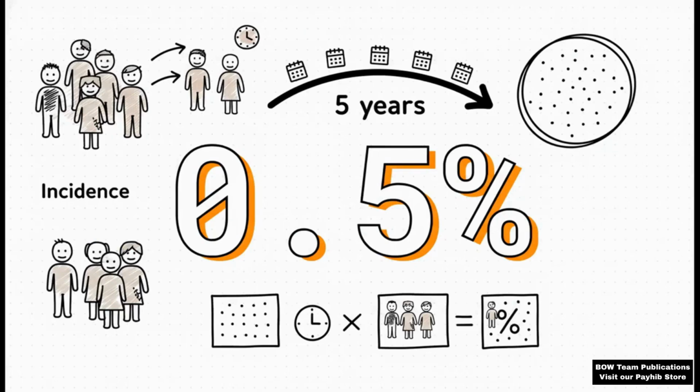So let's try it out. Let's plug in some numbers. Imagine a disease has an incidence of 100 new cases for every 100,000 people each year. Okay, so as a decimal, that's 0.001. Now, if the average person has the disease for about 5 years, we just multiply. 0.001 times 5 gives us a prevalence of 0.005, which is just 0.5%.